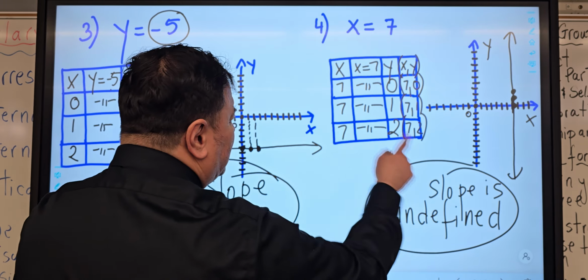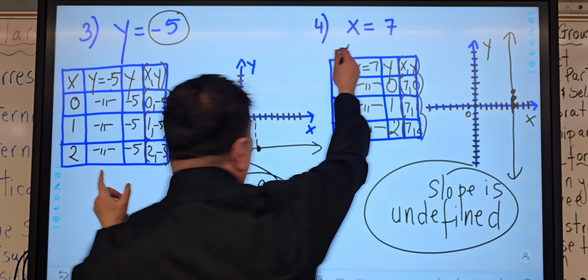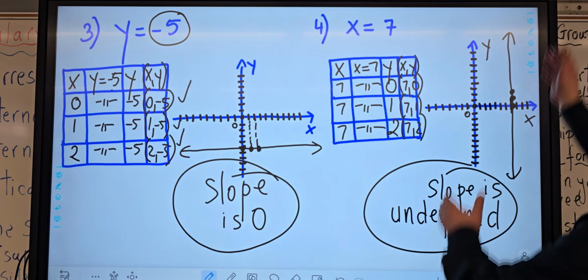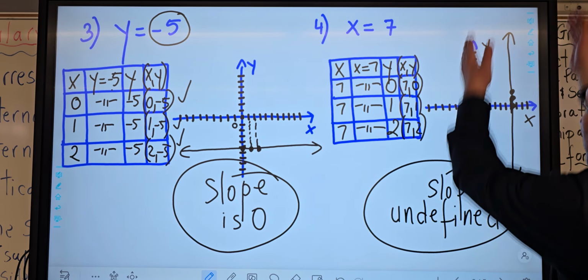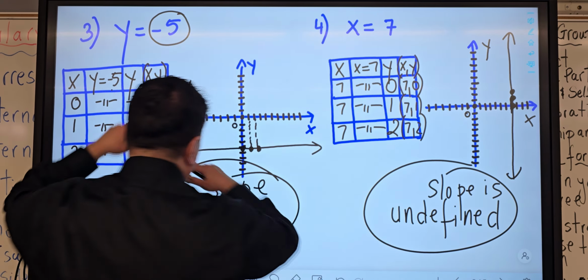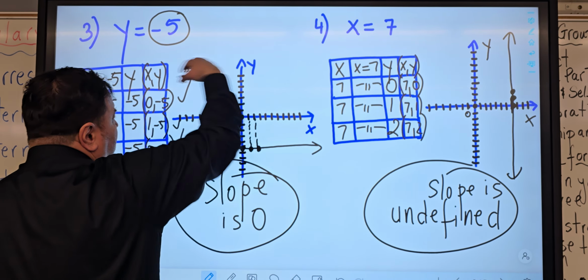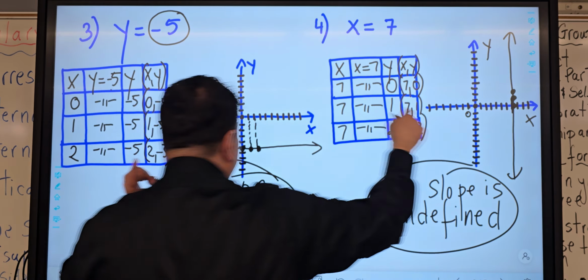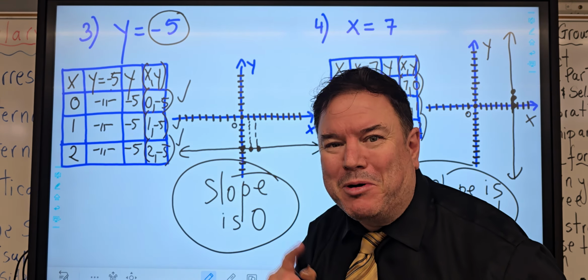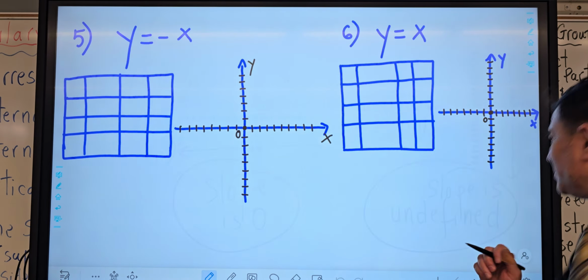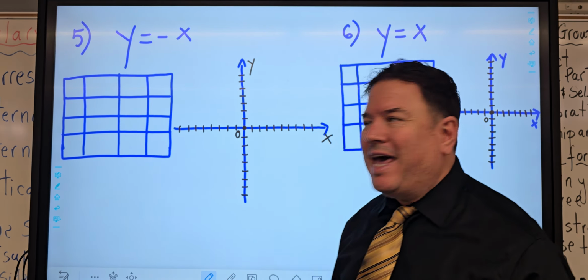Please remember the difference between x and y. When x equals a number, we have an up and down line, either negative or positive, but straight up and down. When y equals a number, we have a horizontal line. Please remember the difference. Okay? And let's look at the last two problems for today.